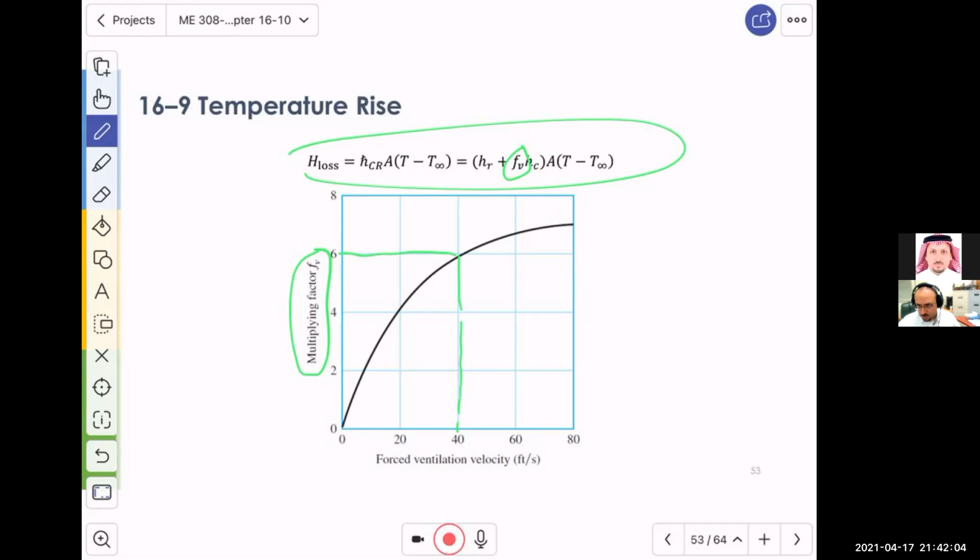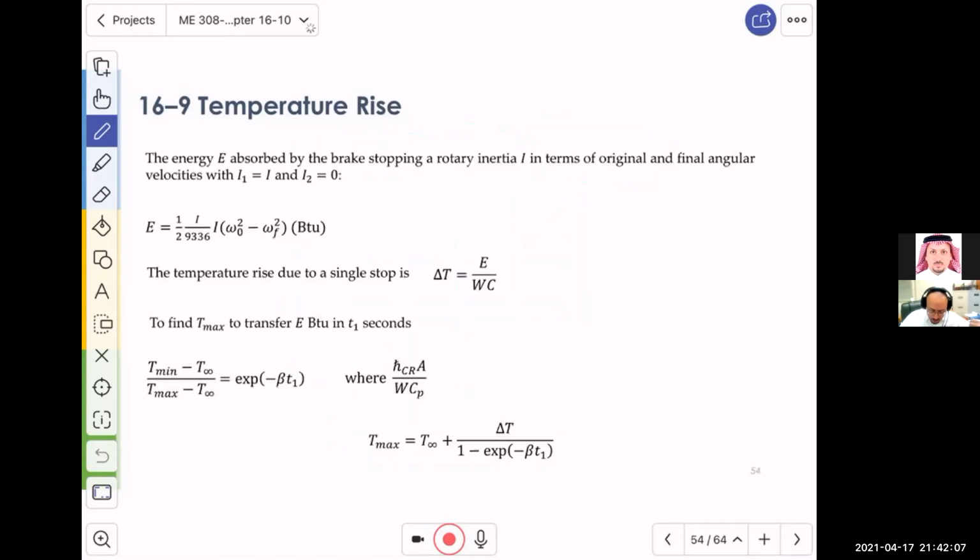So this is very important. Why important? Because now we can run after this maximum temperature. Ultimately, that's what we want. Okay, so the energy absorbed by the brake, stopping a rotary inertia I in terms of the original and final angular velocities. Here we said that the inertia, which is like I alpha. Do you remember that? So the inertia, we will call it I1. This is the beginning. And then I2 is equal to zero. So it's a complete stop.